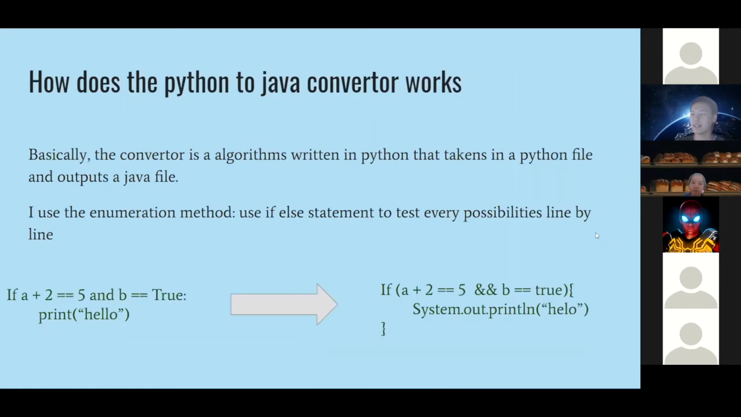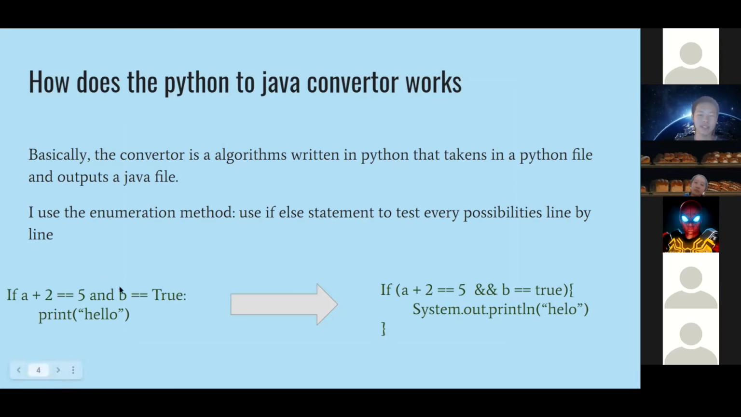I spent some time to build this project. So how does the Python to Java converter work? Basically, it is an algorithm. I wrote the algorithm in Python so that it takes in a Python file and outputs a Java file. It goes line by line. I use the enumeration method, basically a bunch of if statements, to detect every possible situation of what one line of Python could be, which takes a lot of time.